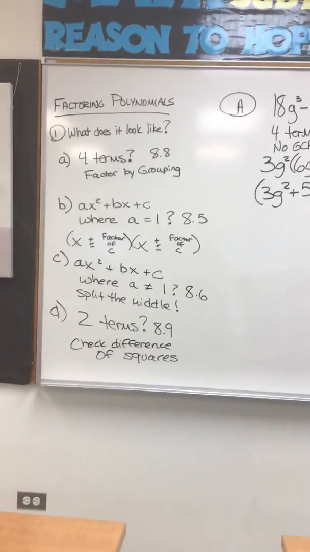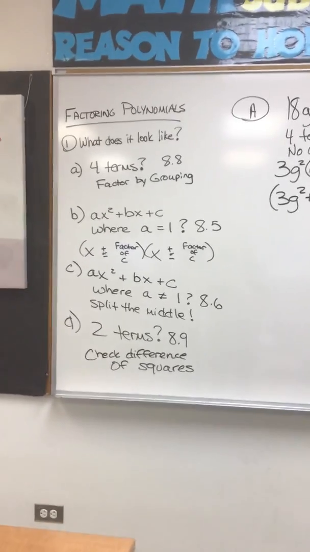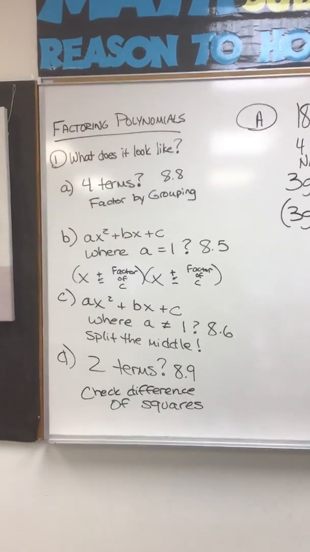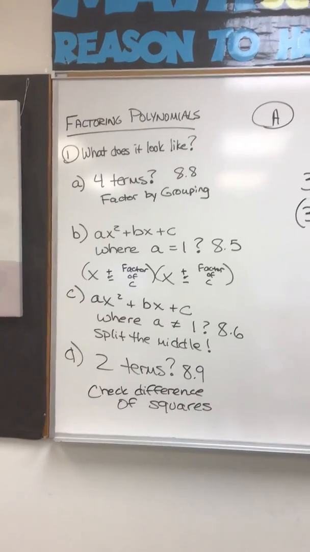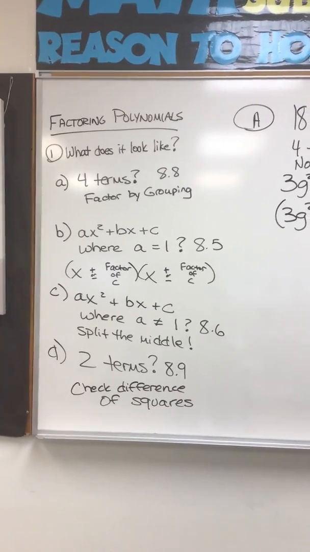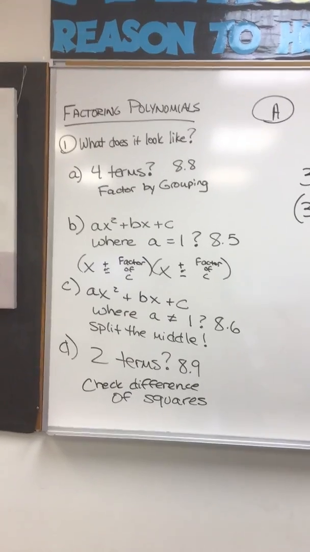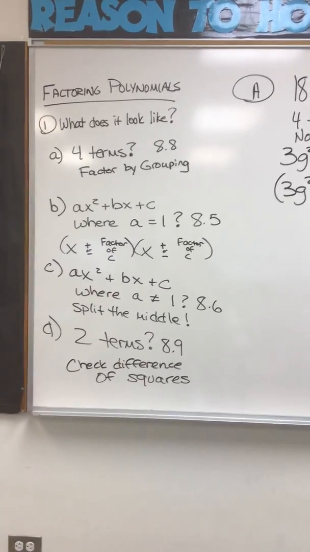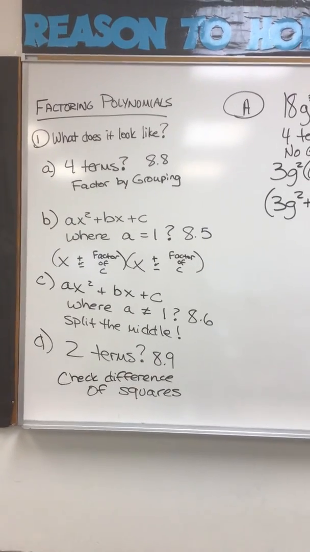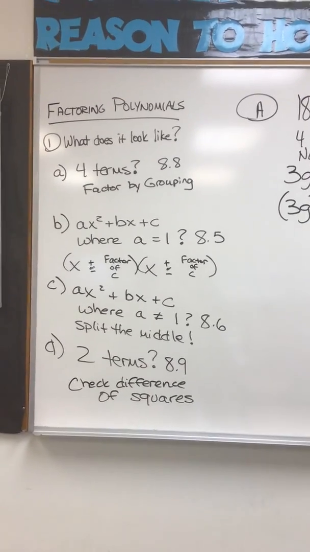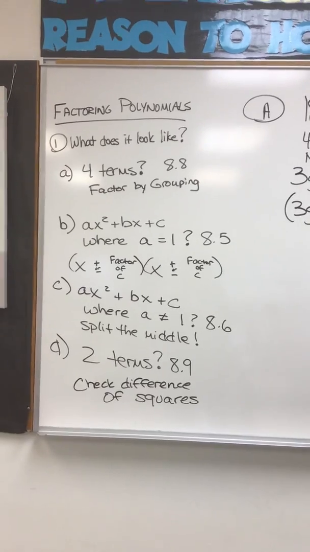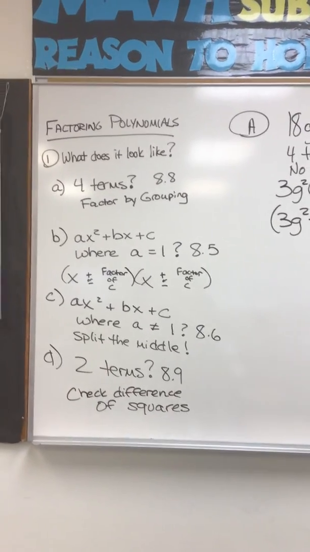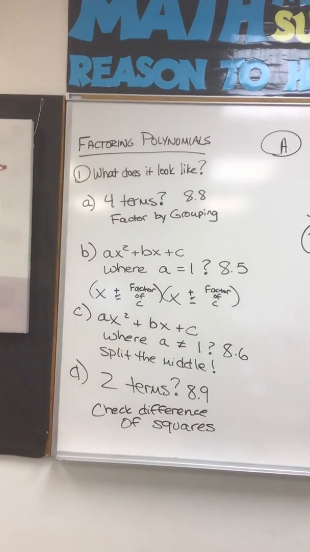We have 4 scenarios. They're covered in your chapter notes and in each of the sections. So the 4 scenarios, what we're going to do our initial assessment on is, are there 4 terms? If so, we're going to factor by grouping, like section 8.8. If it is ax squared plus bx plus c and a equals 1, we're going to factor our c to combine for our b, like we did in section 8.5.